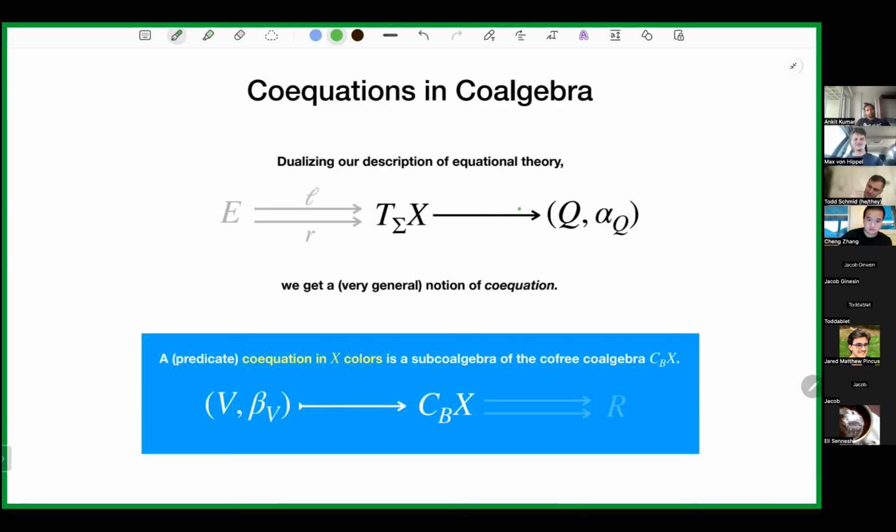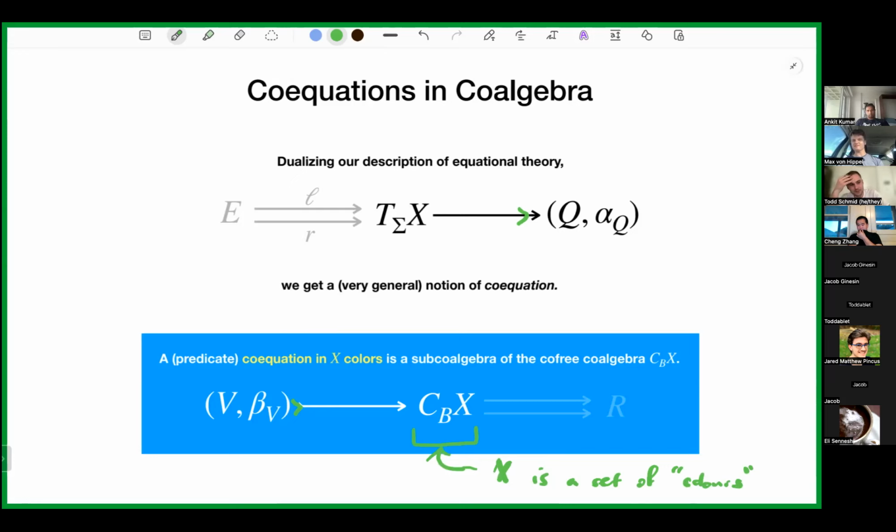So instead of taking a quotient of algebras, we look at a subcoalgebra of a cofree coalgebra. And there's some terminology here that I'm going to start using. This cofree coalgebra is the cofree coalgebra in X colors. So X is a set of, quote unquote, colors. And it'll become very clear why we call them colors after I say the following two sentences.